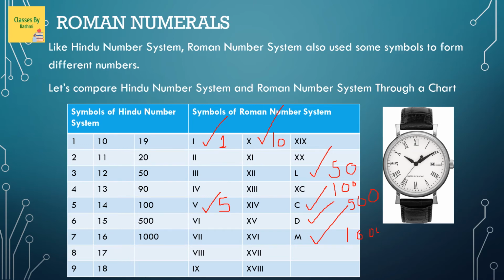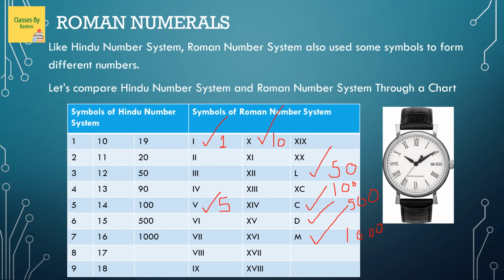The rest of the numbers we can make using all of these symbols. But how to create more Roman numerals with these symbols will take time. So I'll make another video on creating different numbers using these symbols. By that time, you need to look at this table very carefully, and you have to learn the Roman numerals from 1 to 10. You should know at least 1 to 10.